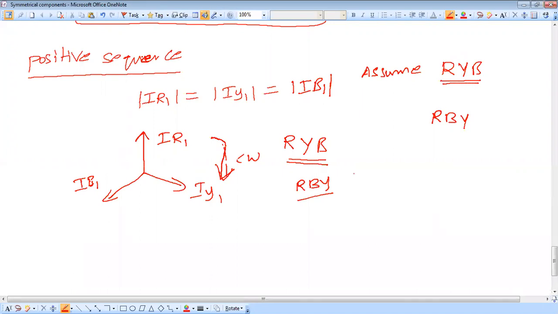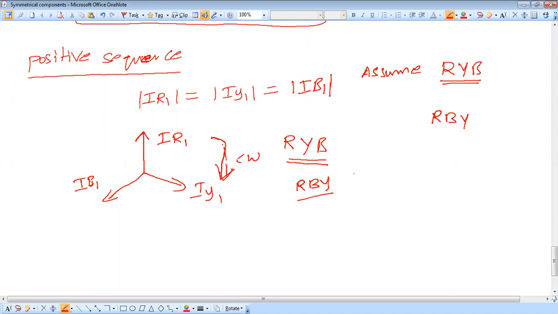In the positive sequence component, it satisfies the balanced system condition, that is, the magnitudes should be equal, each phase displaced by 120 degrees, and it follows the same phase sequence as the original phase sequence. This is the introduction to the positive sequence component.